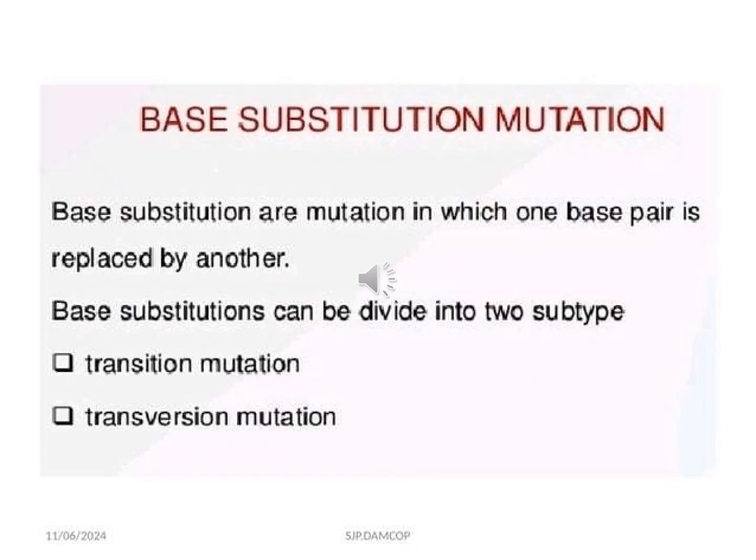This is about base substitution mutation, in which one base pair is replaced by another. A base substitution mutation is a type of point mutation in which one nucleotide base is replaced by another in the DNA sequence without altering the overall length of the gene. About the basic concept, one base pair is substituted, and there are two types of base substitutions: transition mutation and transversion mutation.